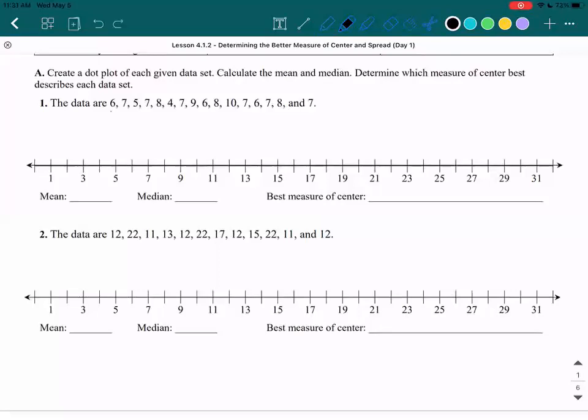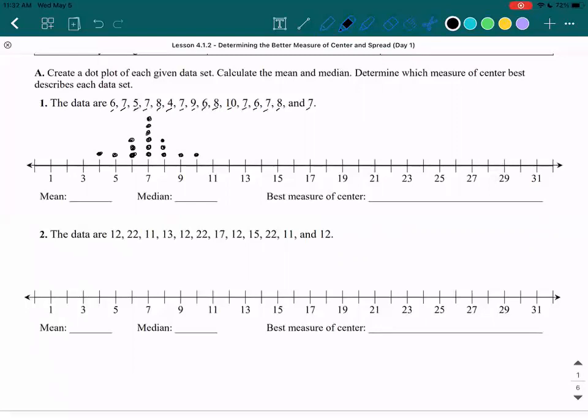So we have 6, 7, 5, 7, 8, 4, 7, 9, 6, 8, 10, 7, 6, 7, 8, 7.